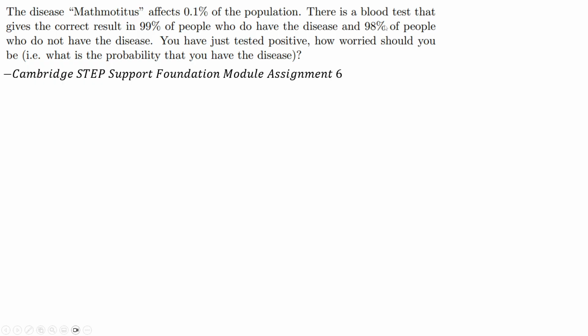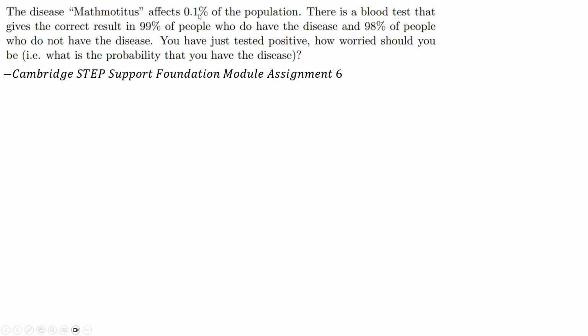Okay, so we've got a disease, mathematitis, and it affects 0.1% of the population. There's a blood test that gives the correct result in 99% of people who do have the disease and 98% of people who do not have the disease. You have just tested positive. How worried should you be? I.e., what is the probability that you have the disease?